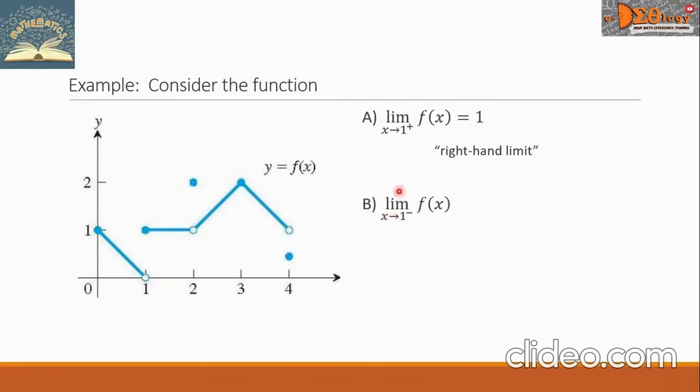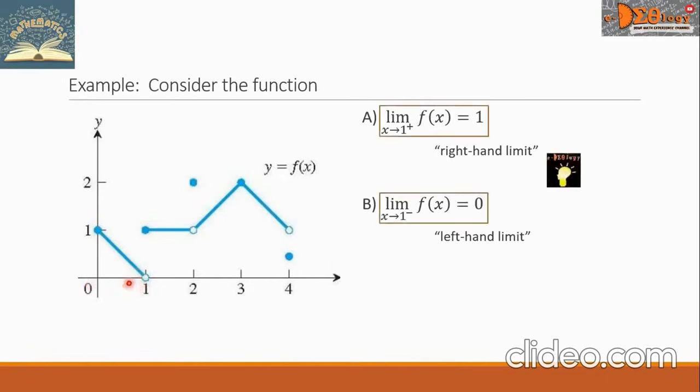Letter B, let us find the limit of f of x as x approaches 1 from the left. Again, we locate 1 in the x-axis, and we call this the left-hand limit. When x approaches 1 from the left, the graph is here and it is approaching a value which is 0 in the y-axis. So we write here 0. So these are the answers for the given limits.